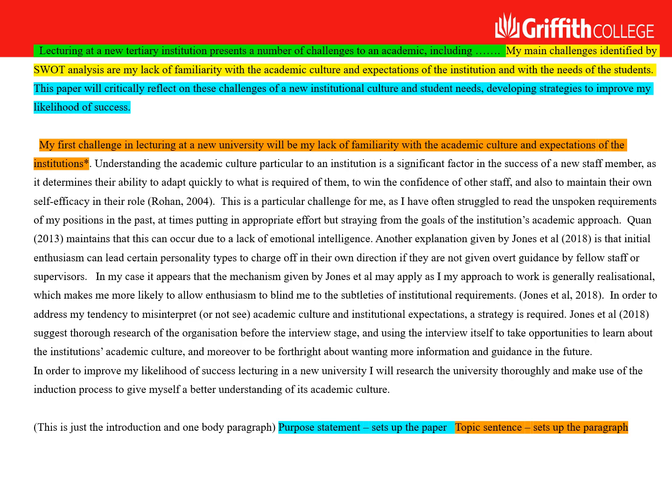Here's this one. This paper will critically reflect on these challenges of new institutional culture and student needs, developing strategies to improve my likelihood of success at a new university is probably what should be in there. So I might add that later on. Okay, so that's my purpose statement.